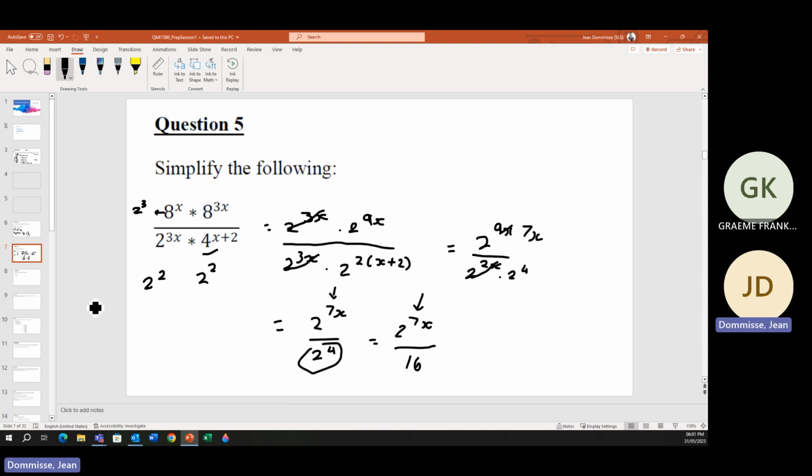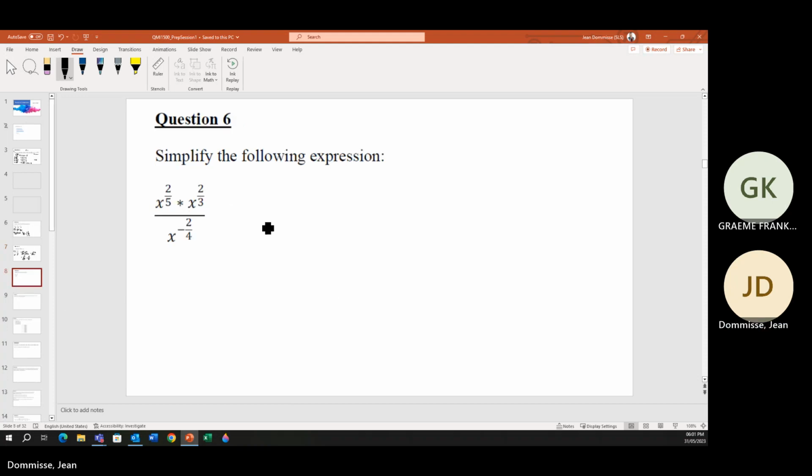Okay, then the next one, another simplification. In this one, it's a bit different. We're having exponents that are fractions.